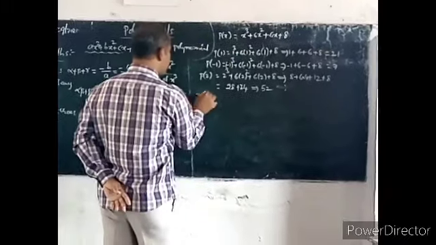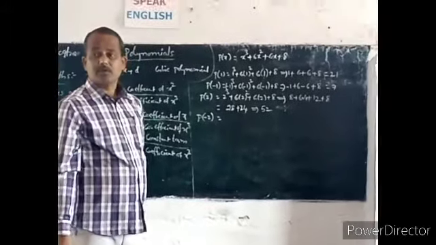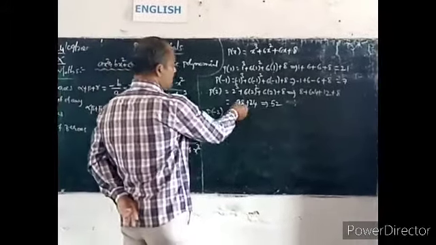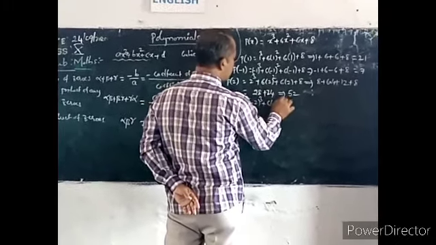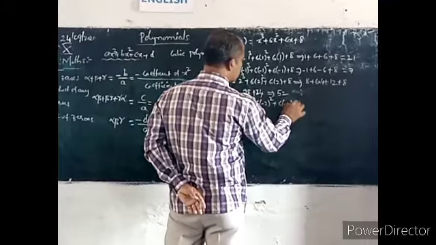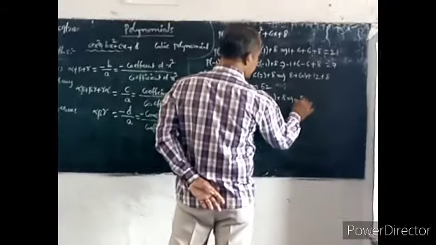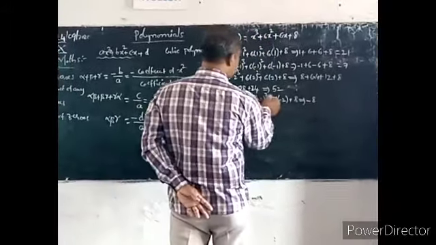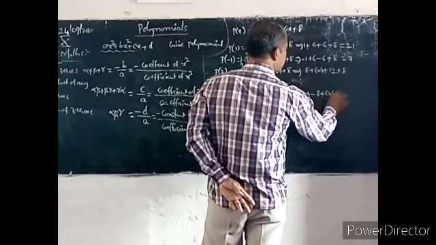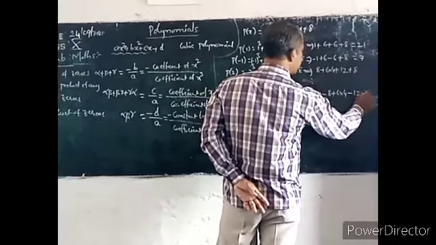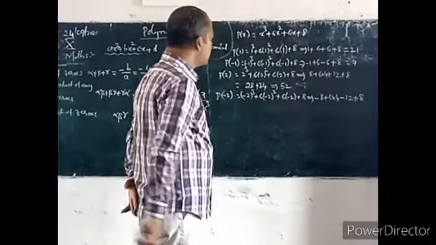52. Next, P of minus 2. Now minus 2 whole cube plus 6 into minus 2 square plus 6 into minus 2 plus 8. What is its value? Minus 2 cube is minus 8. Now 6 into 2 square is 6 into 4, plus 6 into minus 2 is minus 12, plus 8. Plus 8 and minus 8 cancel.